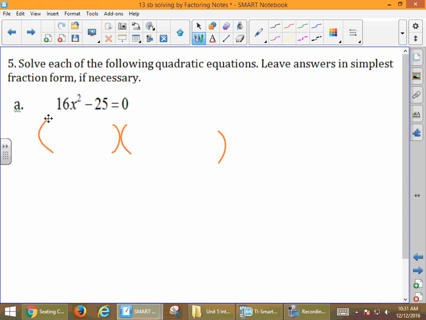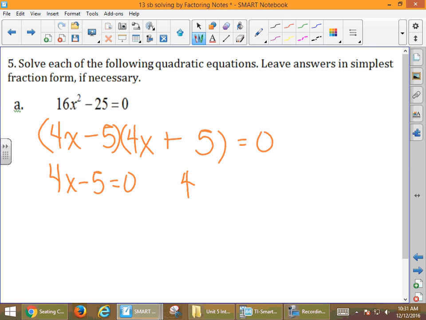One of the hints is that 16 is a perfect square. 25 is a perfect square. So if we take the square root of 16, we get 4. If we take the square root of x squared, we get x. If we take the square root of 25, difference between two squares, different signs. Now remember, we want to solve. We're going to apply the zero product law now. 4x minus 5 equals 0. 4x plus 5 equals 0.